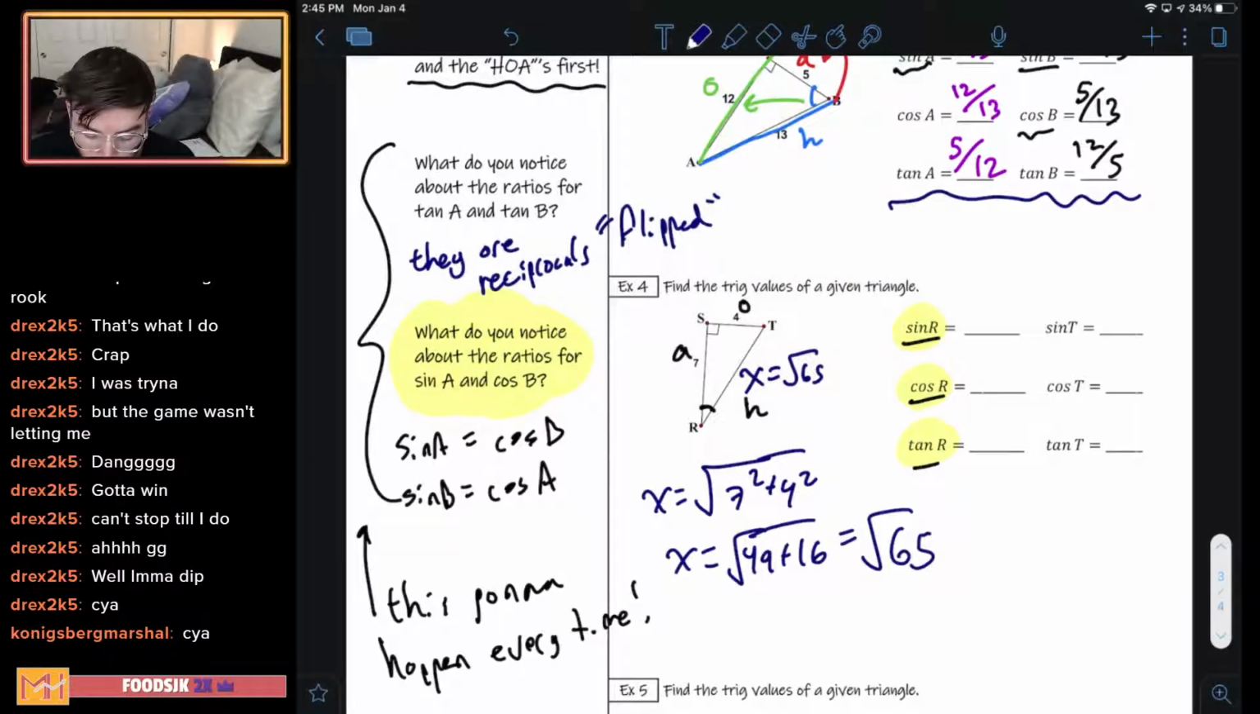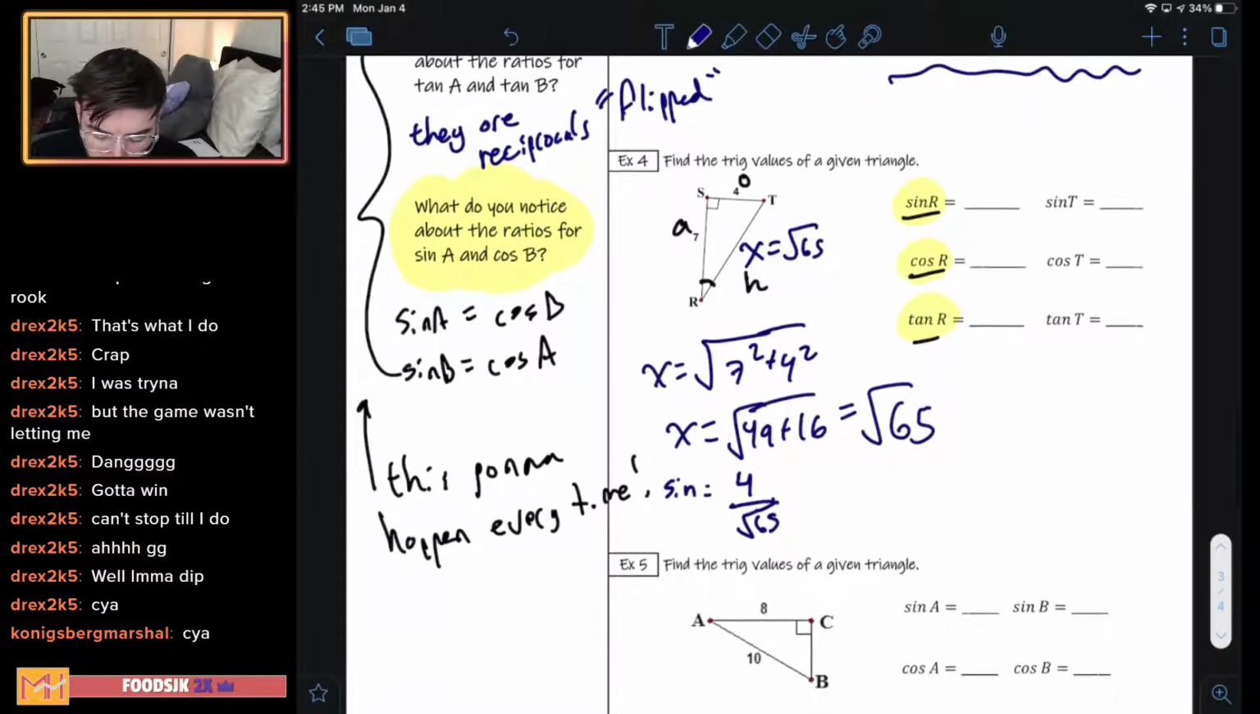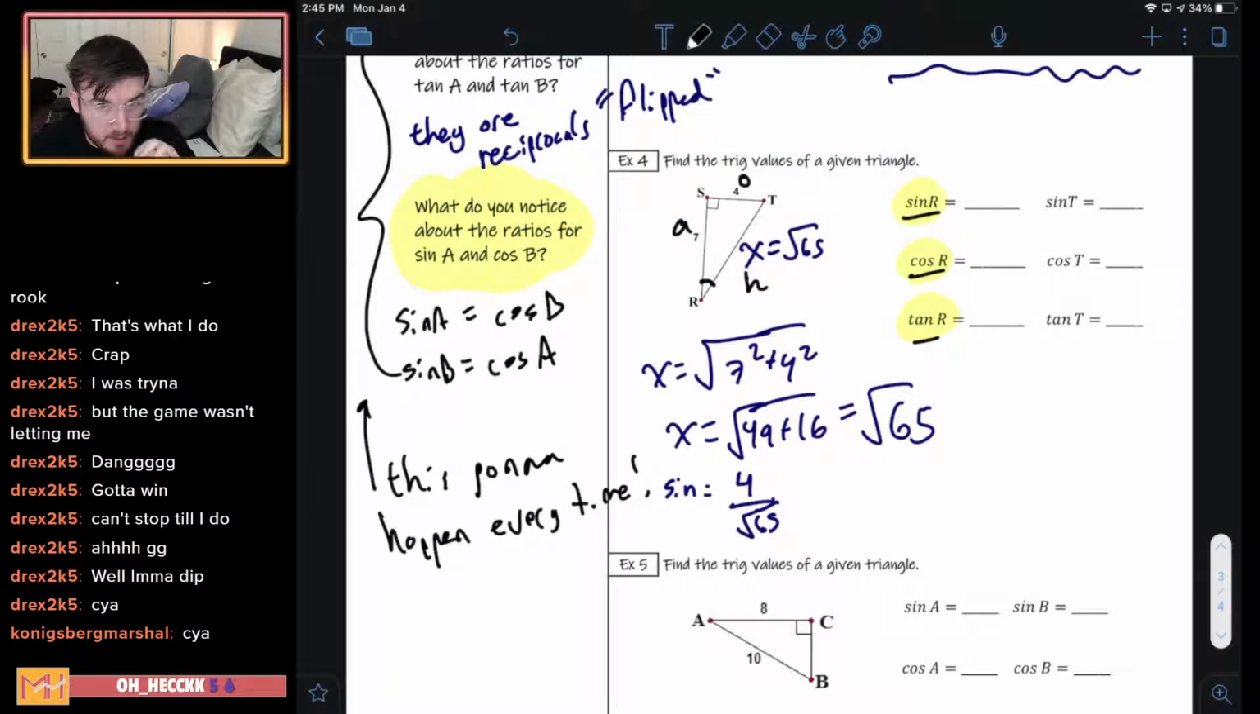All right, so what should we end up with? Well, sine is opposite 4 over hypotenuse, root 65. That's what you should have typed, or selected in multiple choice, for the first one. Now you might be wondering, why didn't you just write it in the blank? Well, I'm going to add a little something here.